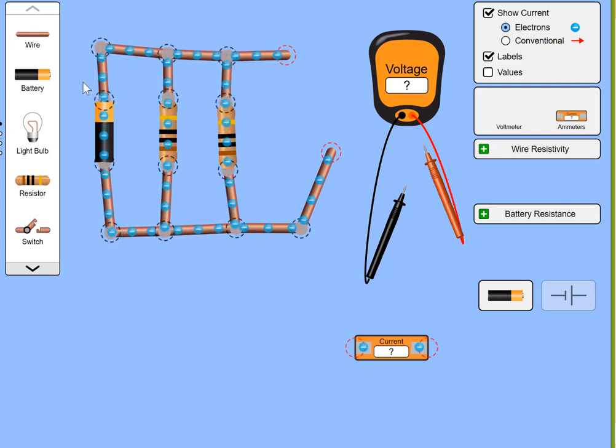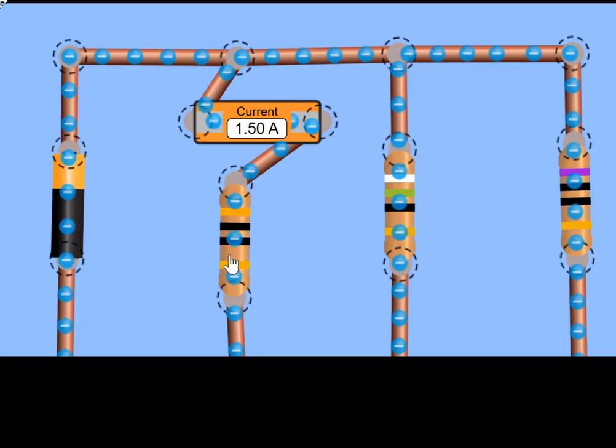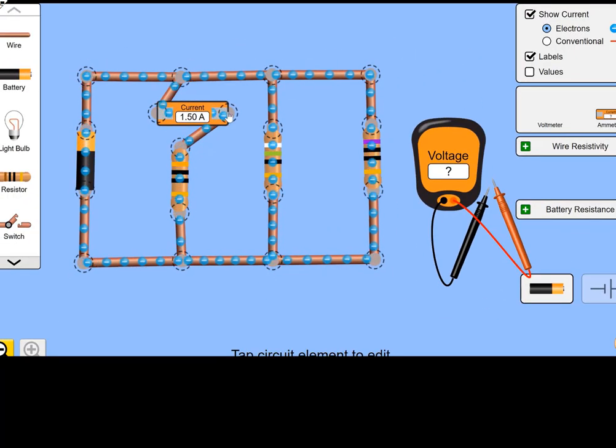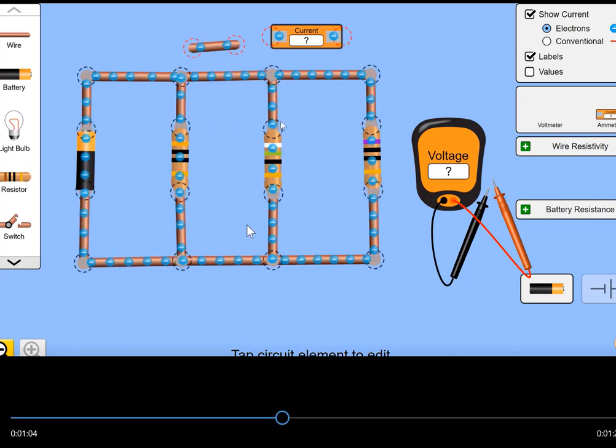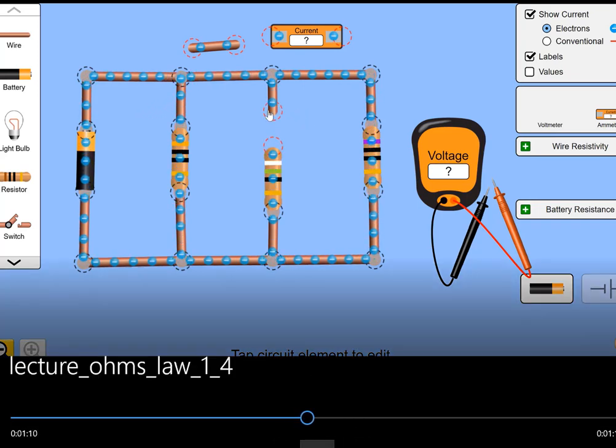So current, you'll hear me in the videos you're going to watch, you'll hear me keep saying the current is going this way into R1, into R2, and you've got these little dots moving the other direction. But that's because those dots are electrons, and I'm talking about current flow. All right, so let me just show you one more thing. Okay, so you get the idea.